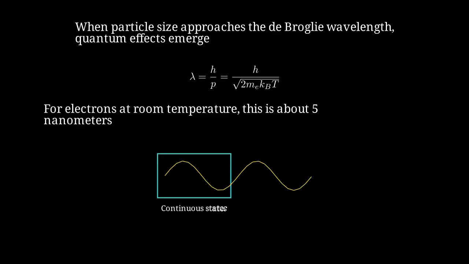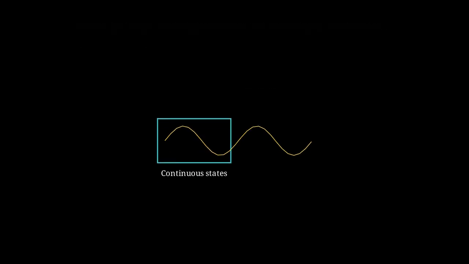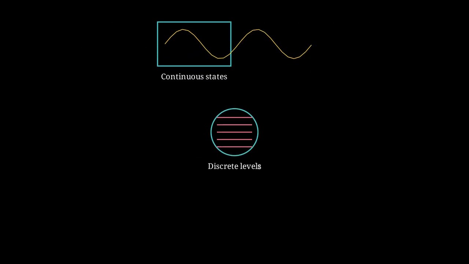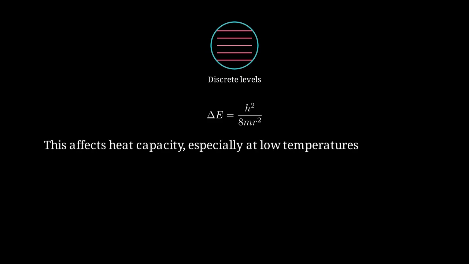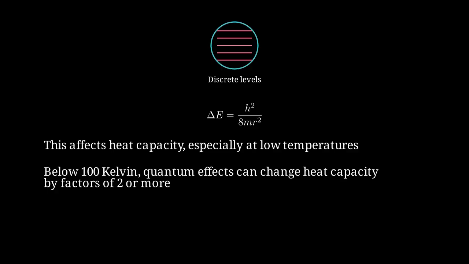In bulk materials, electron energy levels form continuous bands. In nanoparticles, quantum confinement creates discrete energy levels instead of continuous bands. The energy level spacing scales as Planck constant squared over 8 times mass times radius squared. These discrete levels dramatically affect heat capacity, especially at low temperatures where only a few levels are populated. Below 100 Kelvin, quantum confinement can change heat capacity by factors of 2 or more compared to classical predictions.